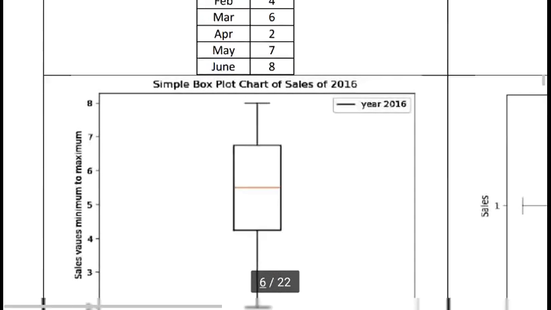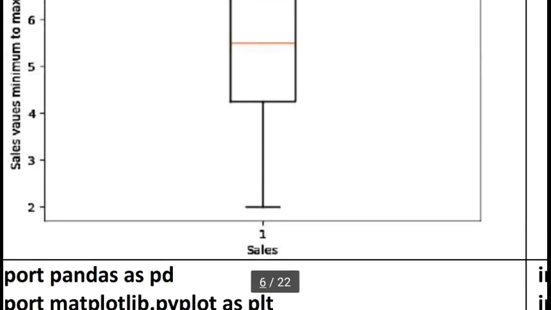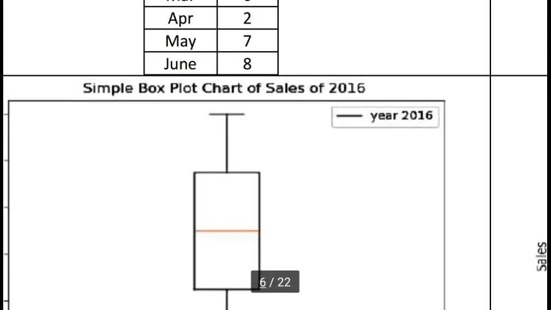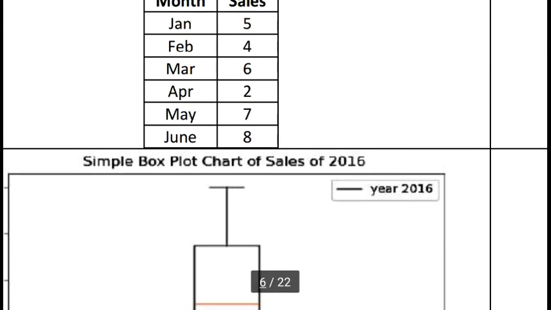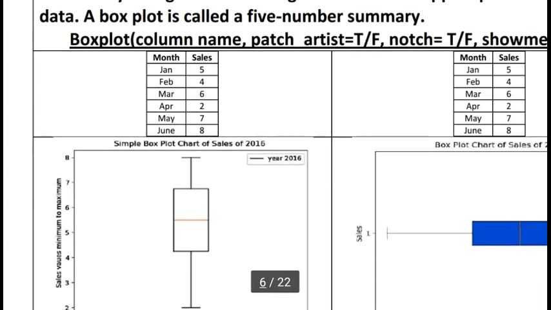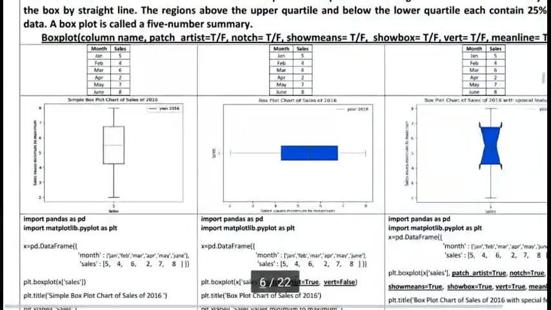A 5-number summary means, we can say, 25% data, then again 25% data, then again 25% data, then again 25% data. So overall it becomes 100% data. Or we can also include minimum and maximum. So we can say this is a 5-number summary. Okay. So these are the definitions we can use.